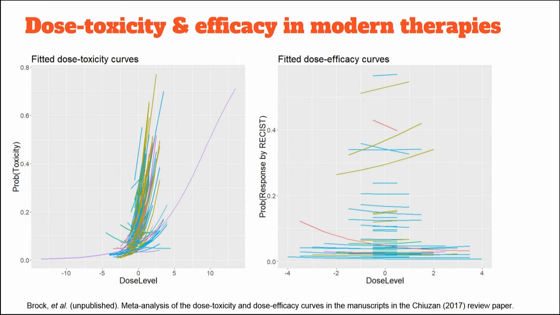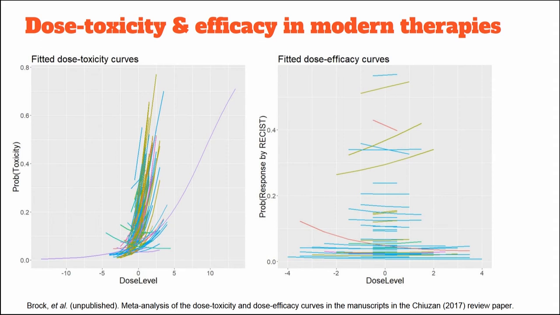And what you can really see there, so the colors represent different types of drugs, and I've stupidly omitted to include the color legend. But on the left-hand side, you've got the fitted dose toxicity curves. And so what you can see there is that dose toxicity is very much a you give more, you expect more toxicity relationship. That's not really up for debate. It's plainly true. But the right-hand panel shows the rates of response in increasing doses.